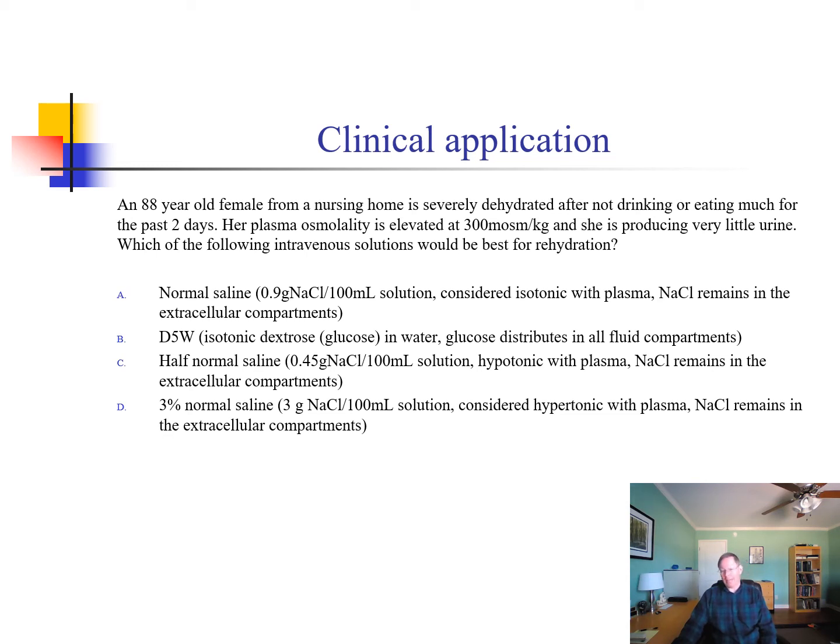And in her case, it's actually not going to be because she's more concentrated. Sodium chloride will remain in the extracellular compartments, that is, in the interstitium and the plasma. I could give her D5W, which is dextrose, 5% in water. Dextrose is just glucose, and glucose will distribute evenly throughout all the fluid compartments. I could give her hypotonic half normal saline, 0.45 grams of sodium chloride per 100 milliliters of solution.